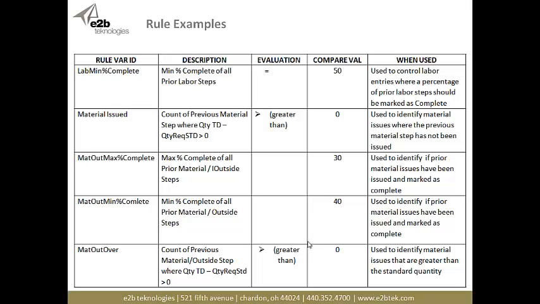More examples here. We can compare labor entries where a percentage of the prior labor steps should be marked as complete. So maybe I want to make sure that 50%, or half, of the prior steps were completed before I'm posting transactions for upstream operations. I can do it based on percentages of material issued. I can do it on outside process steps, and I can do it on a count of the previous material or outside steps where the quantity to date minus the quantity requirement for that routing is a certain percentage.